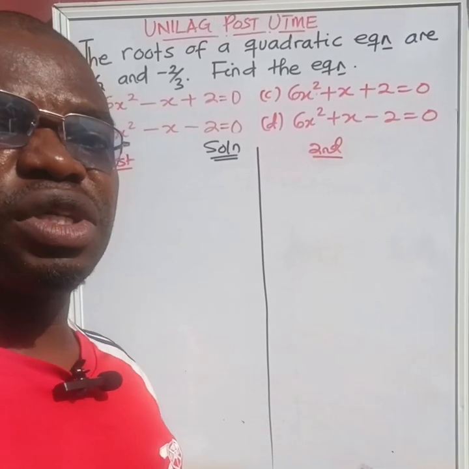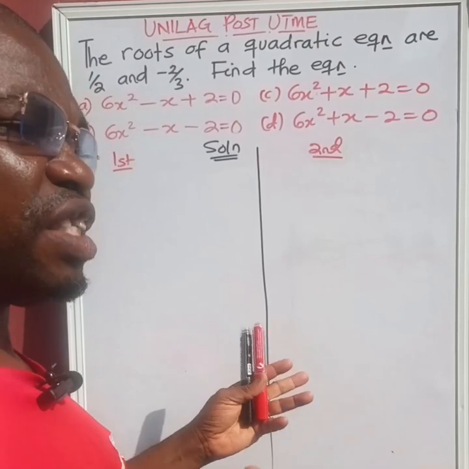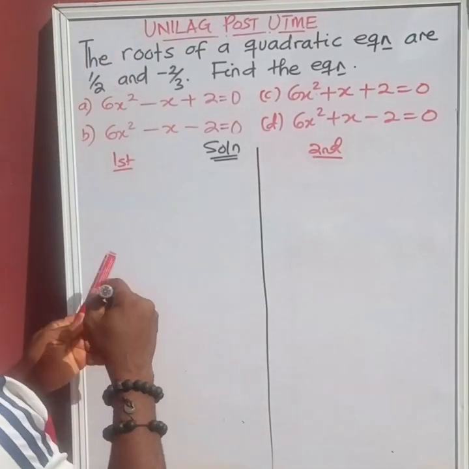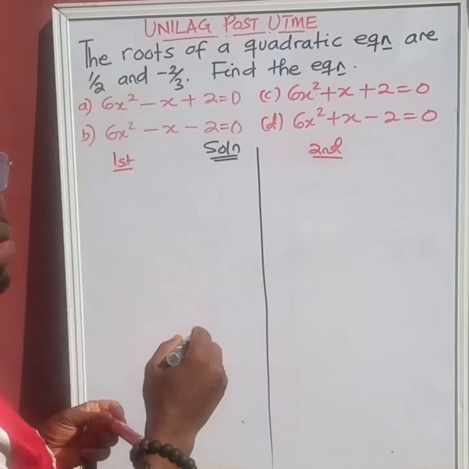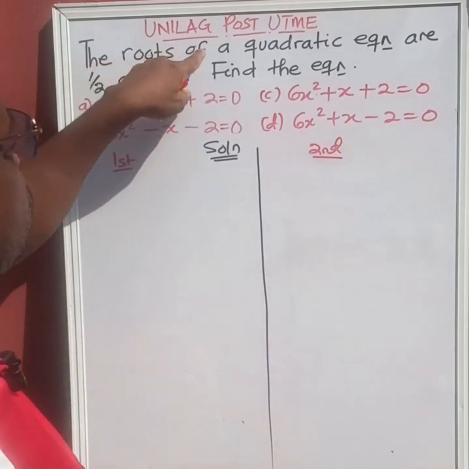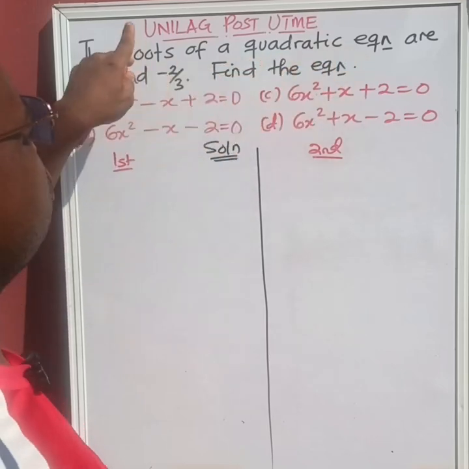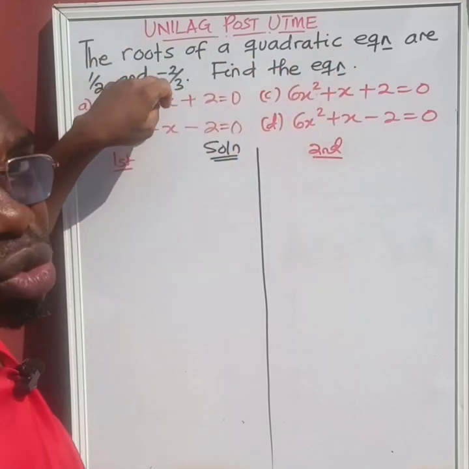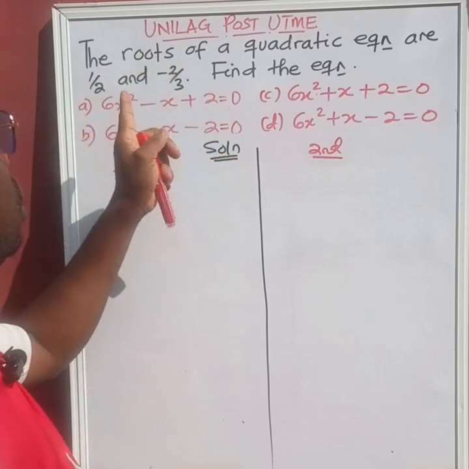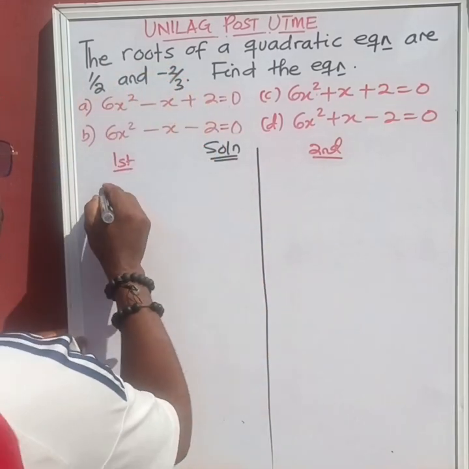This question can be solved in two ways. Let's take the first method. The first method is by taking the roots. What are the roots? It said find the equation whose roots are these, and these are the two roots. So we have just these two roots. So the first one is taking the roots.